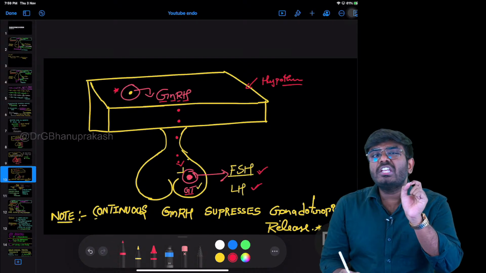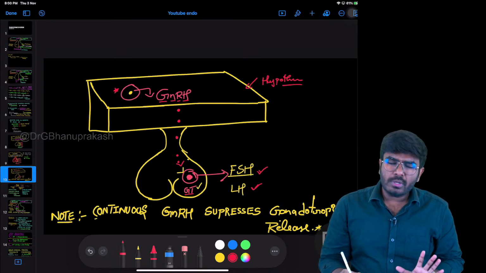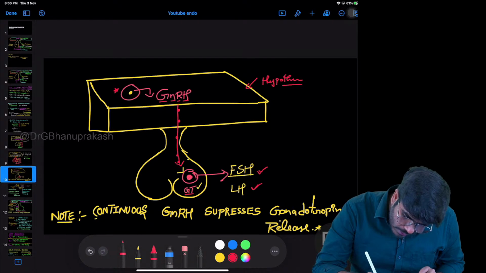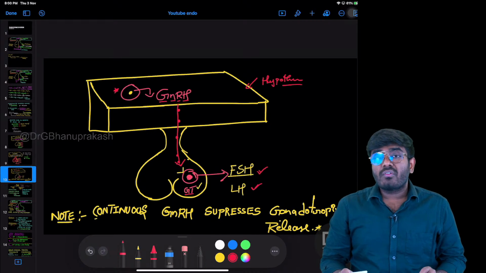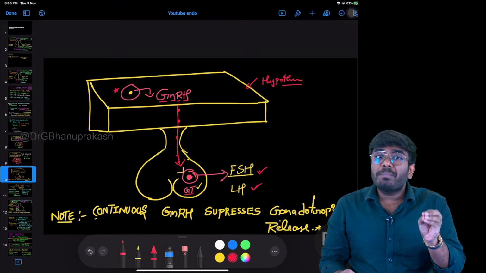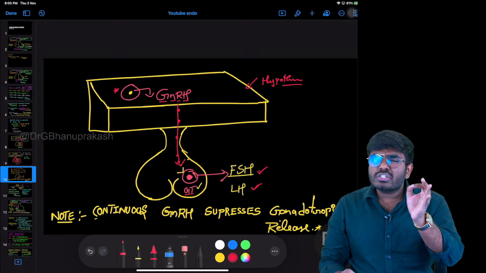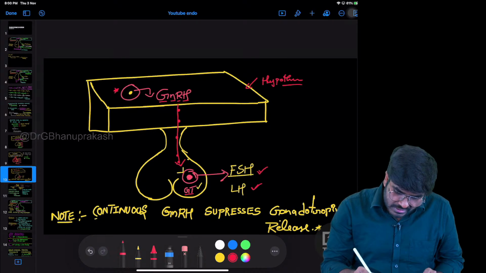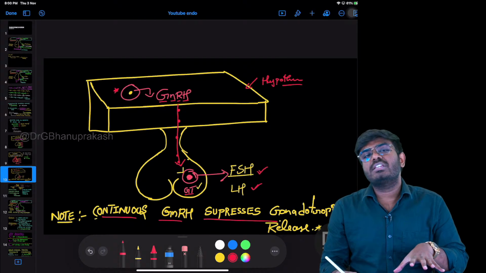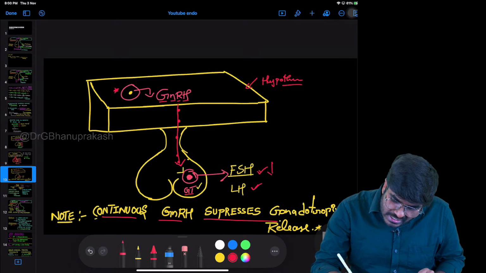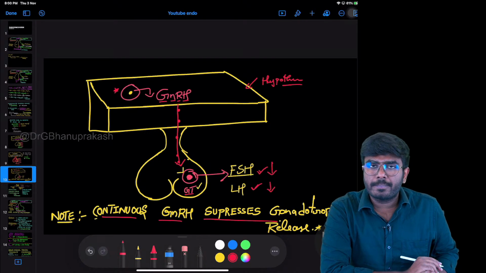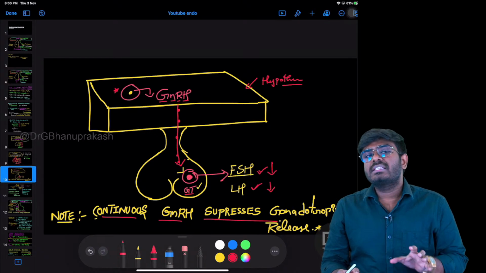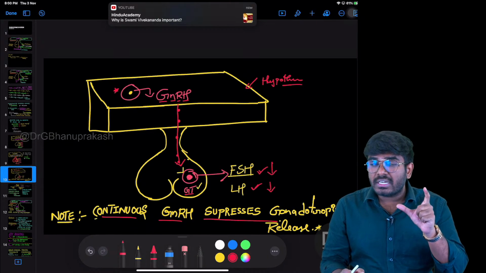But whenever you have a continuous stimulation, for example, because of some reason, from the hypothalamus, GnRH is coming down continuously. Whenever there is continuous stimulation, the receptors will undergo desensitization. Continuous stimulation is bad. Continuous GnRH causes desensitization of the receptors. So, what happens is FSH will go down, LH hormone levels will go down. Now, you can ask me, sir, why you are explaining this concept? It's because by understanding this concept, you can actually treat the patients, you can actually treat certain disorders.